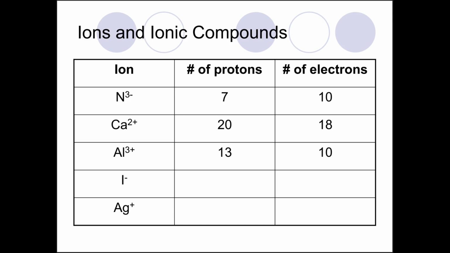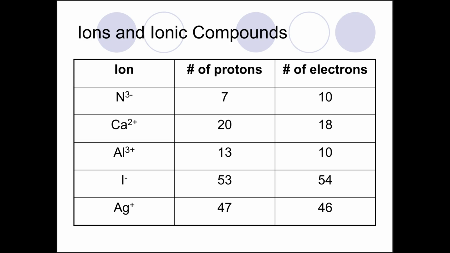We don't have to write 1 minus. So I minus means it's a -1 charge. We look up iodine on the periodic table. 53 is the number of protons. It has a -1 charge, so it has to have 1 more negative electron than it has protons, so 54. Silver, Ag, plus. So again, that means +1. So silver on the periodic table has 47 protons. It has to have 1 more proton than it does electron, so 46 electrons.